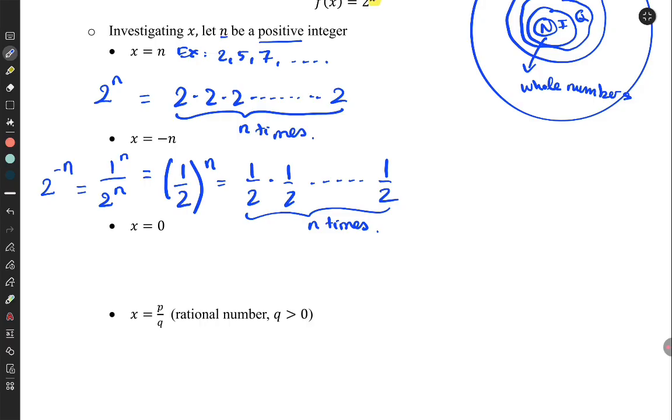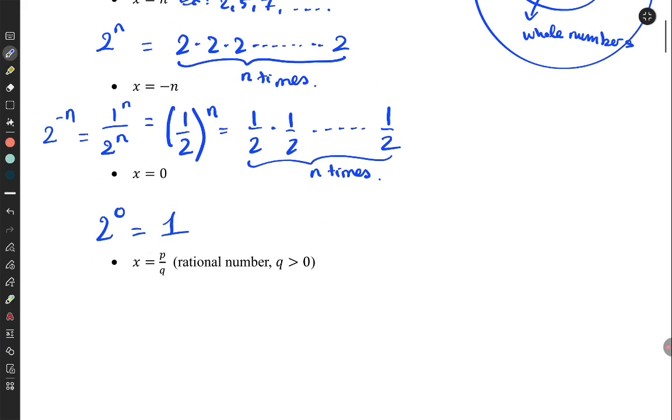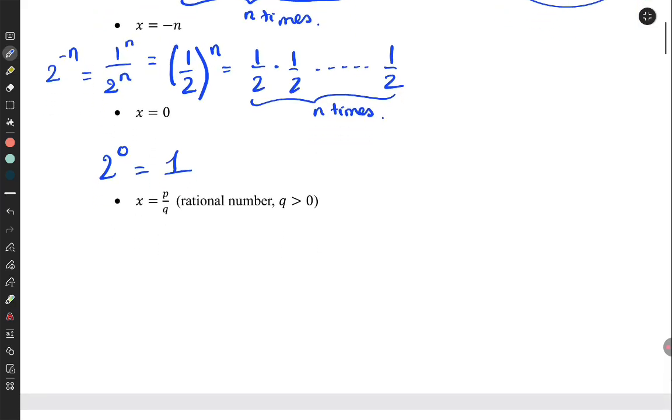Okay. 0. I don't think I need to talk a lot about this one, right? 2 to power 0. Okay. Rational number. So 2 to power p over q. Is there any way I can rewrite this one? Can I rewrite this? P and Q. Again, P and Q are just some numbers.